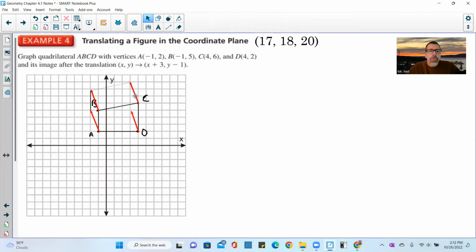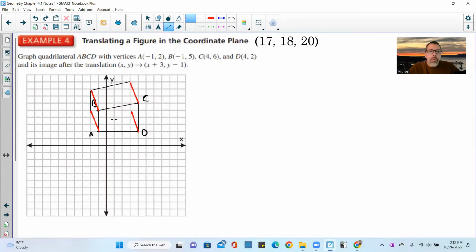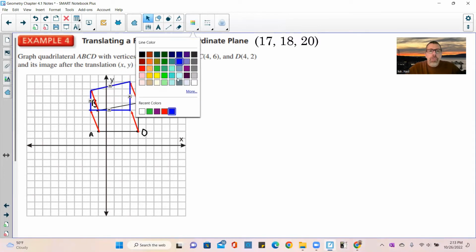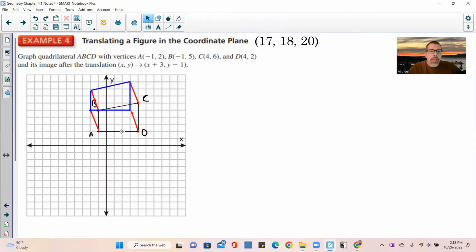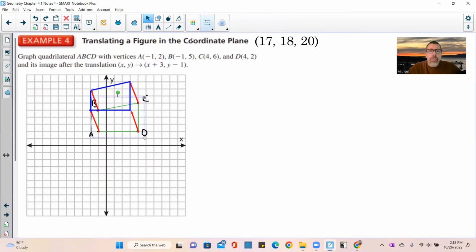Oops. Let's see. Okay, so I just need to move this one up just a smidge. It's off a little. Okay, so now I have that. Now let me get my vectors out of the way. Well, I'll leave them. Let me just make this a little thicker. And I'll change the color to blue, just so you can see it stand out better. Okay, and let me change this to green and make it thicker.